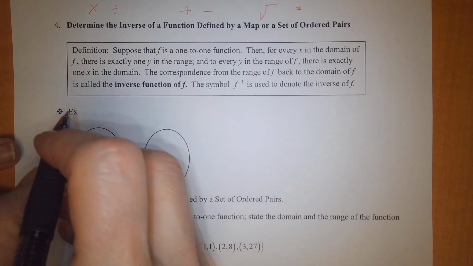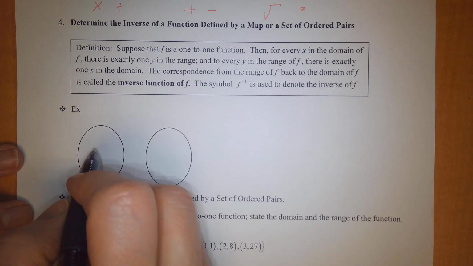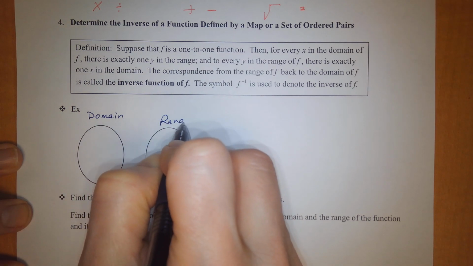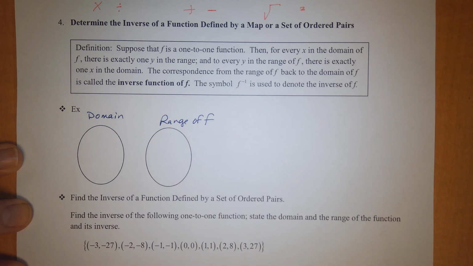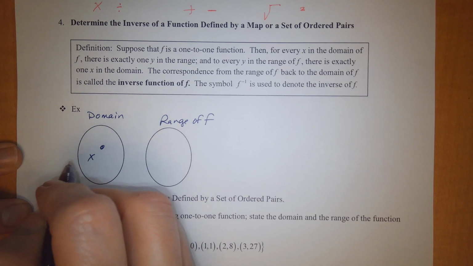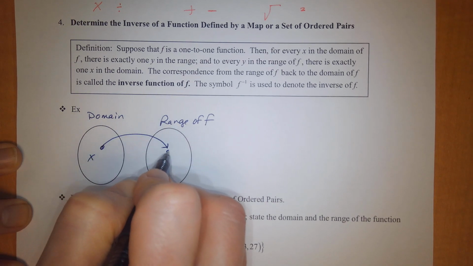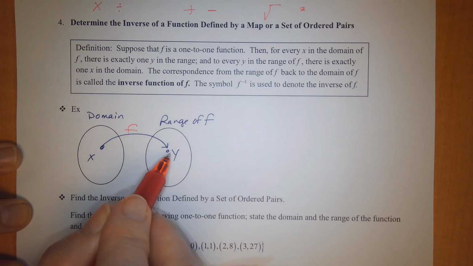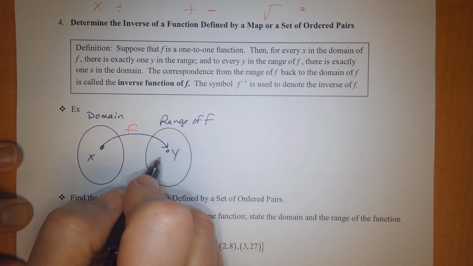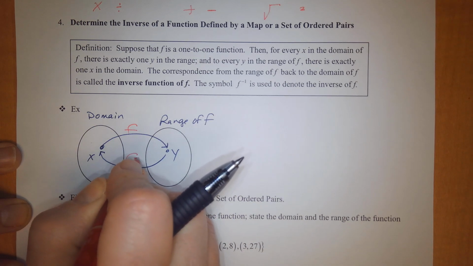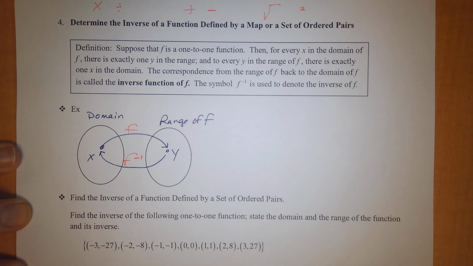In drawing a picture of this to give you a better idea of what that would look like, you have a domain and you have the range. These are both of functions. Well, if I have an x that's in the domain and I apply the function f to x, it brings it to its image of y. Well, how do I get y back to its original state? I apply the inverse of the function to bring it back to its original.